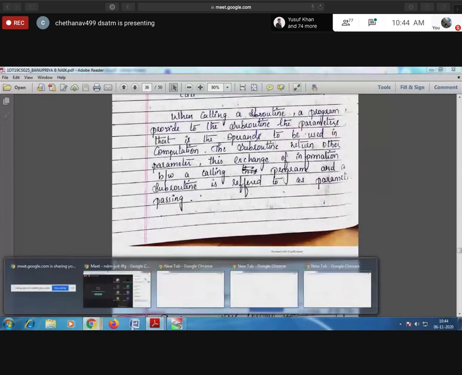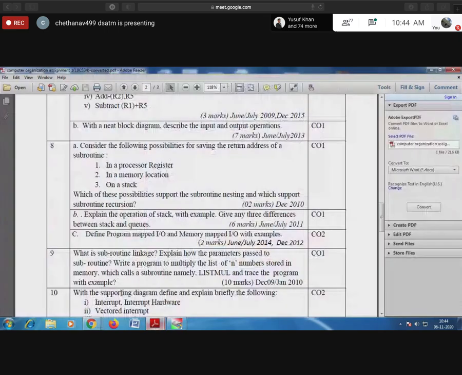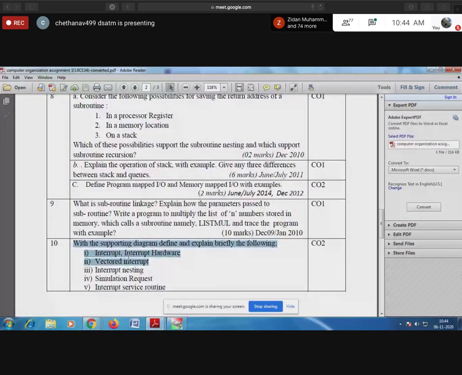So what's the next question? This one, right? Here you have to explain one multiplication. Multiplication you have to explain. That you have to do. So let's see the program.